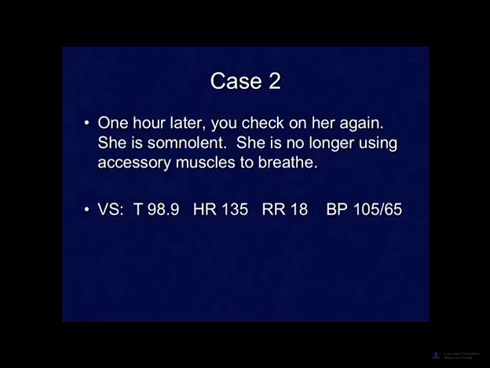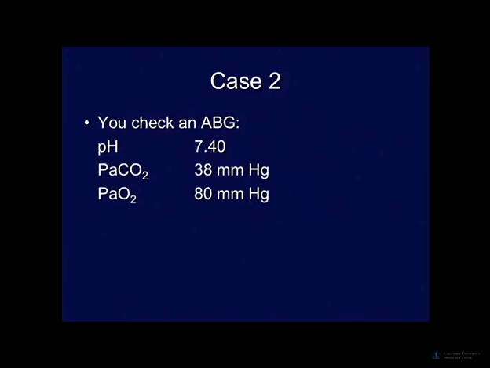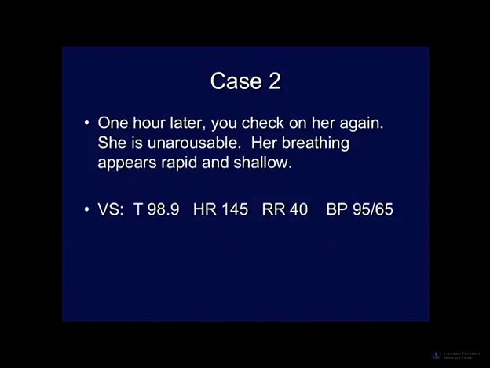So the next thing you want to do, let's check a blood gas. Now she's 7.4, her pH is normal, PCO2 is normal, and PO2 is normal. So now how many people think she's okay? A couple more hands, okay. So some people think she's better. How many people think she's worse? Also a few hands, okay. So we're going to sit on her for an hour. We're going to come back and check her again.